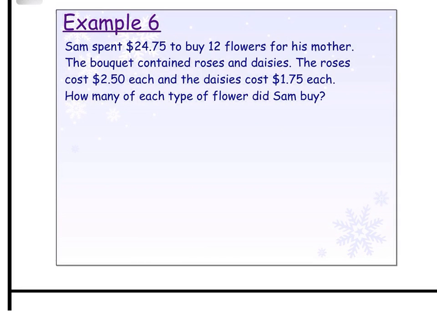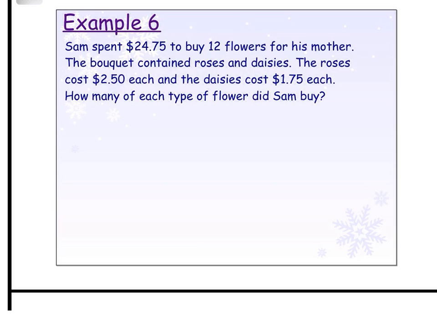All right, on to our last one. Now, I know you guys like shorter videos, but I wanted to make sure to include a word problem to help you with your homework. So it says, Sam spent $24.75 to buy 12 flowers for his mother. How nice. The bouquet contained roses and daisies. The roses cost $2.50 each, and the daisies cost $1.75 each. How many of each type of flower did Sam buy?